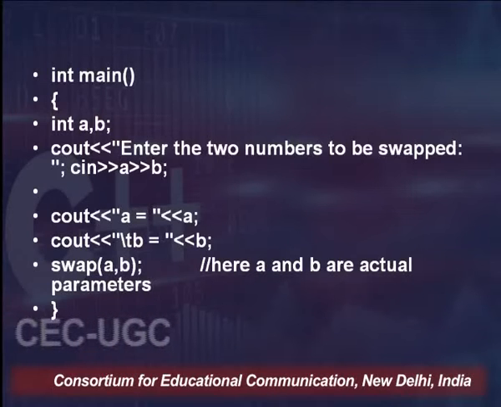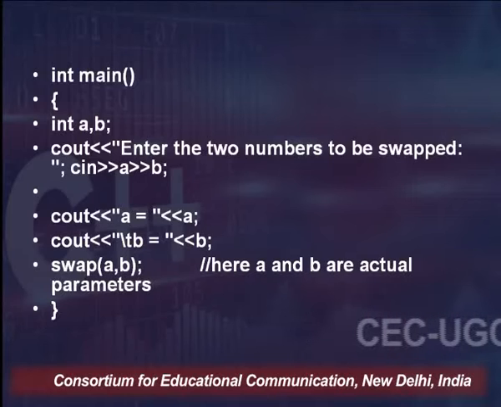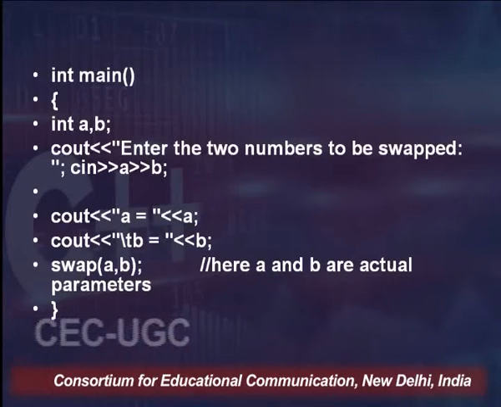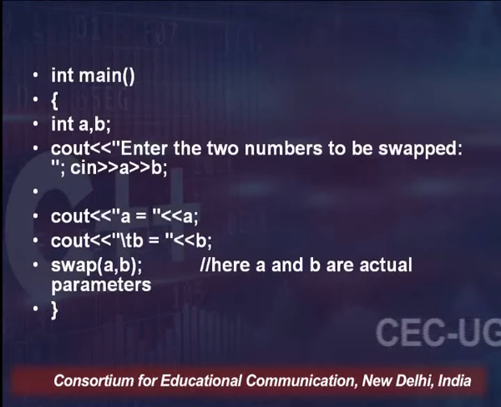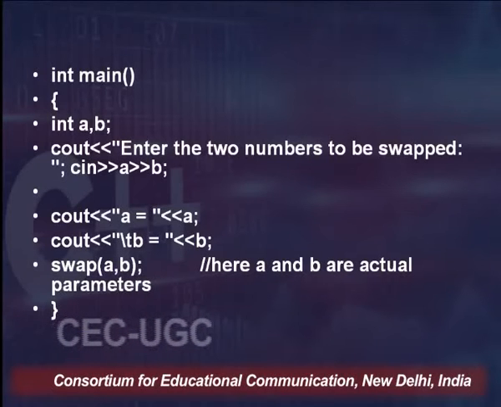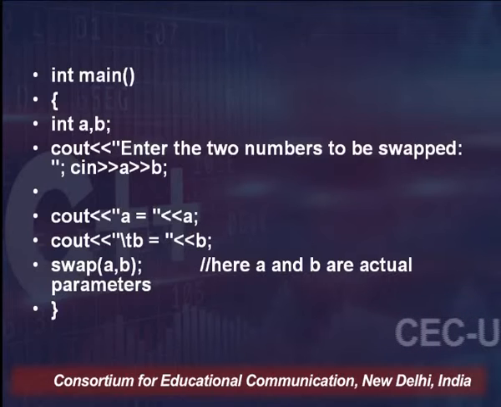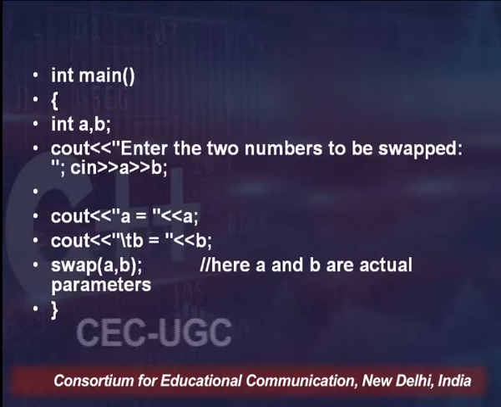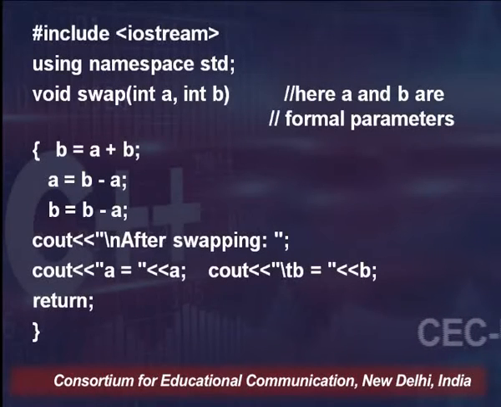Then a and b are passed inside the swap function, and here these a and b are the actual parameters. Because these are given by main, the value of a will be whatever value the user gives, and the same for b. Swap(a, b) will take place, and after this swap we need to print after swapping. So let's see what happens.